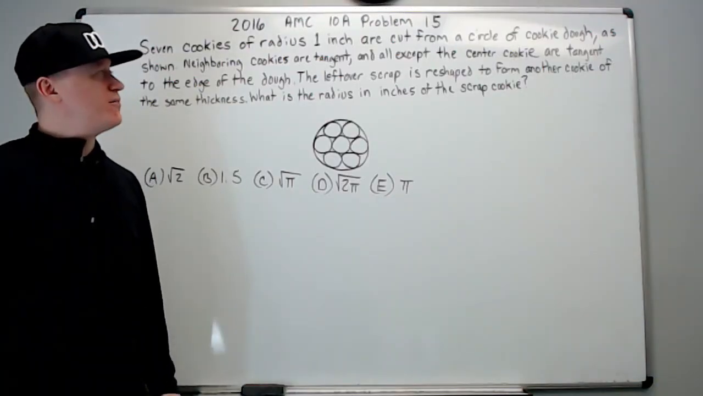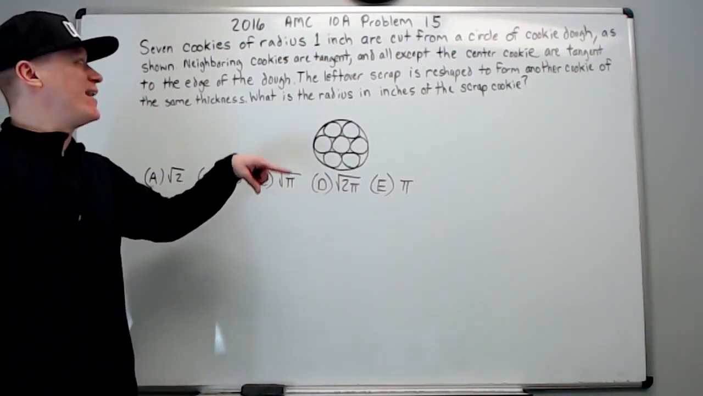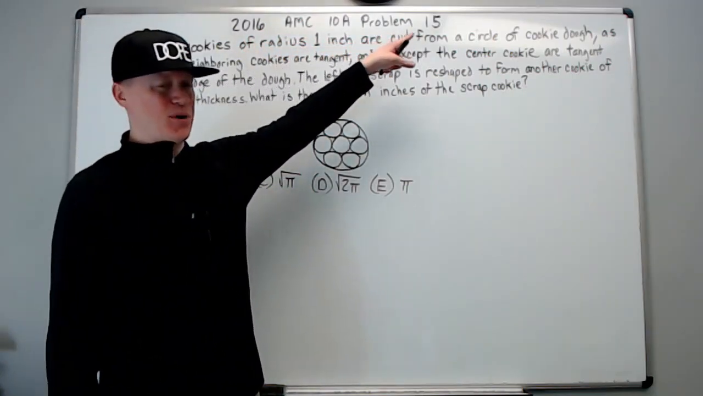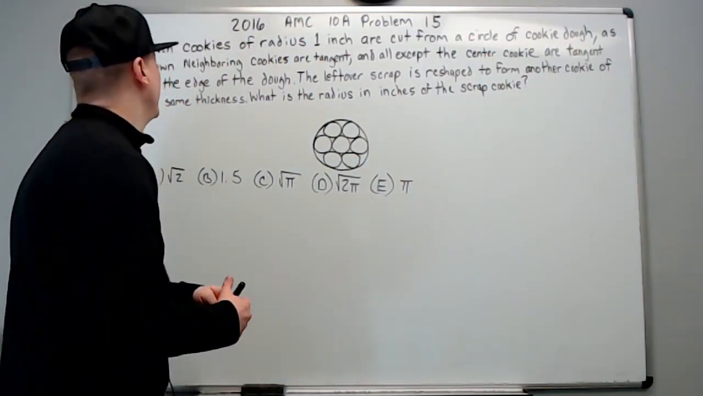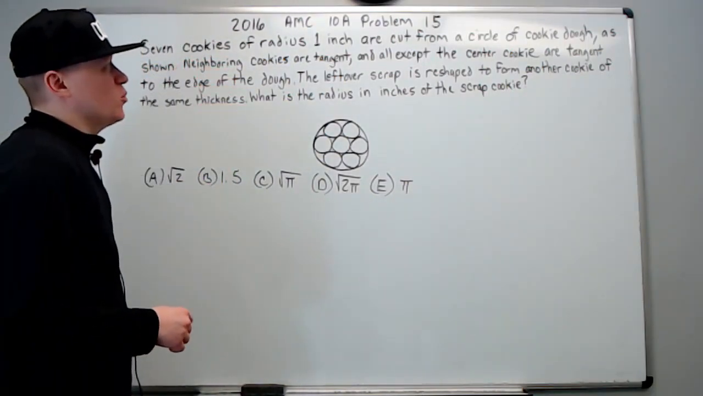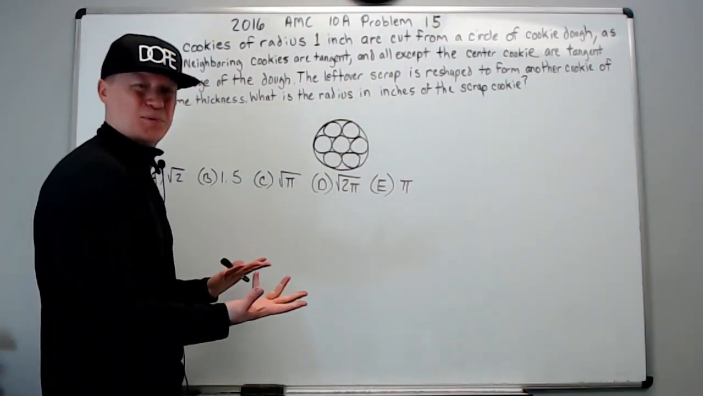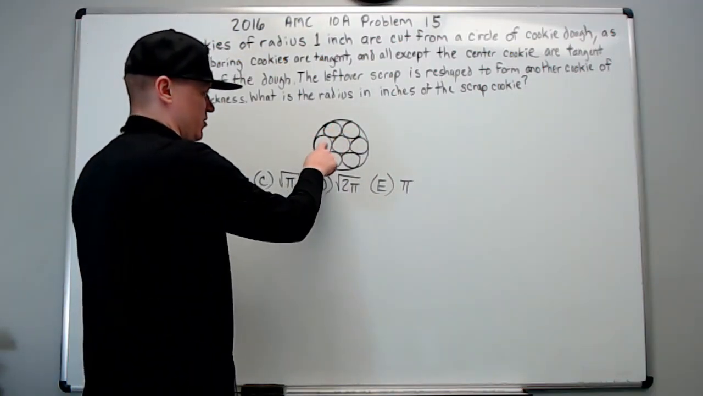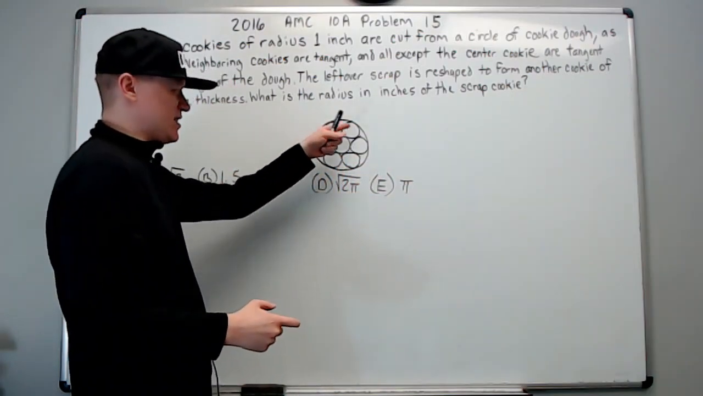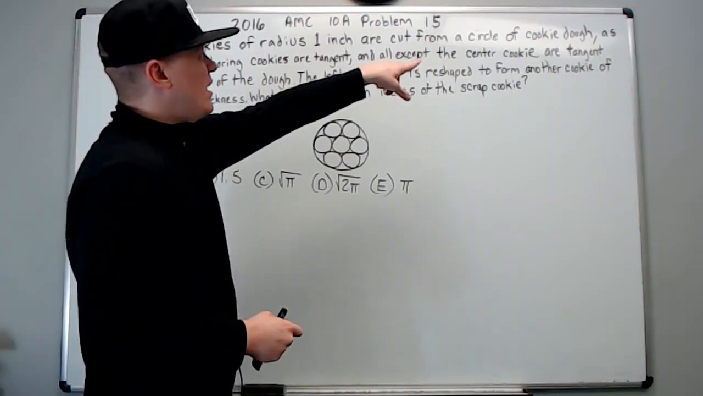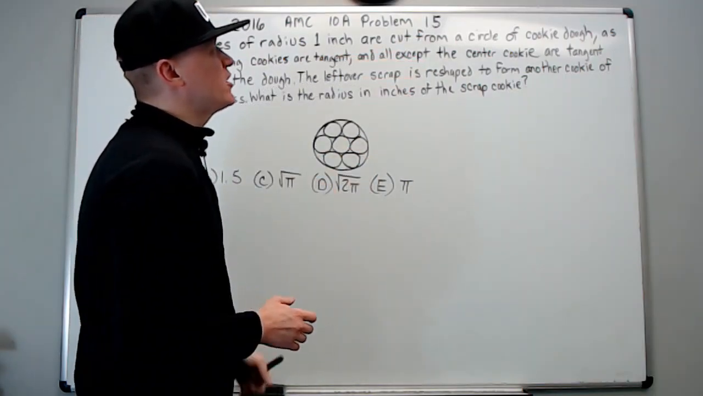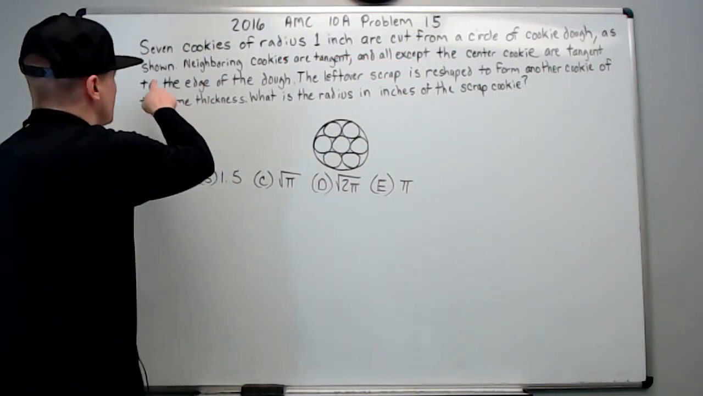All right, and now the final problem of this set, the 2016 10A problem 15. By this set, I mean problems 11 through 15. 7 cookies of radius 1 inch. Pause, look at the picture. What are they talking about? 1, 2, 3, 4, 5, 6, 7. Okay, it's these 7 circles in the middle. They're each radius 1. Are cut from a circle of cookie dough, yum, as shown.